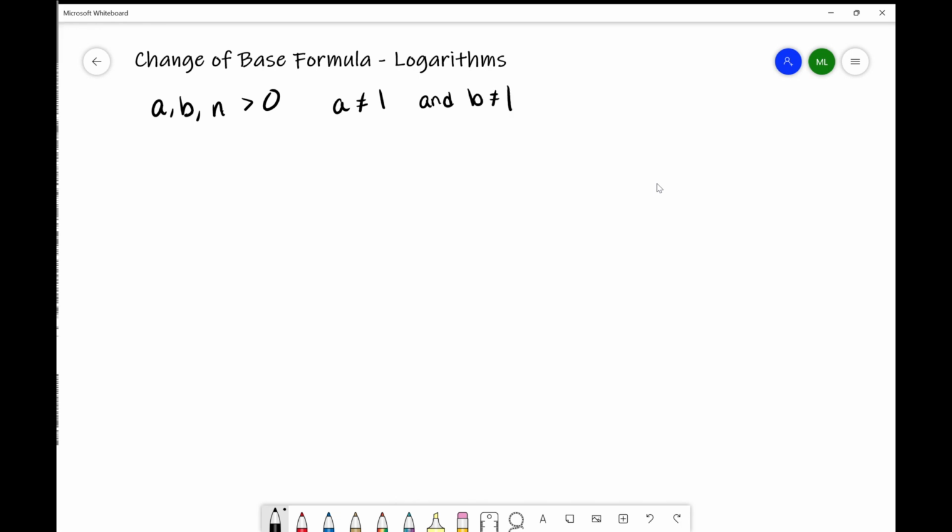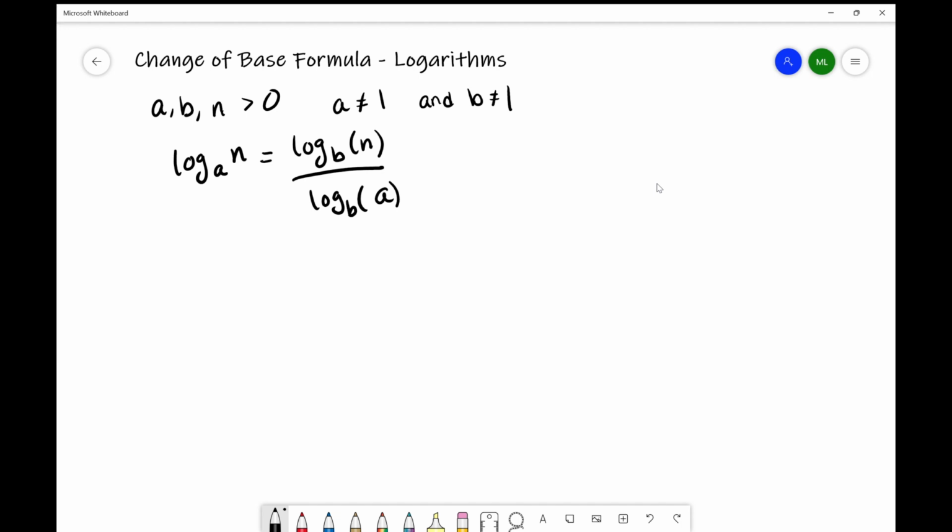Alright, so then let's say we have log base a of n, okay, and then we can set this equal to log base b, any other b, so basically any other number that you choose, of n over log base b of a. So you are using n and a still in this instance, but what's happening is you're changing the base.